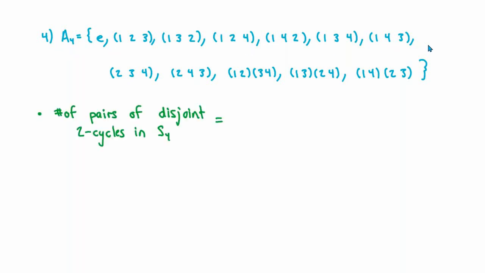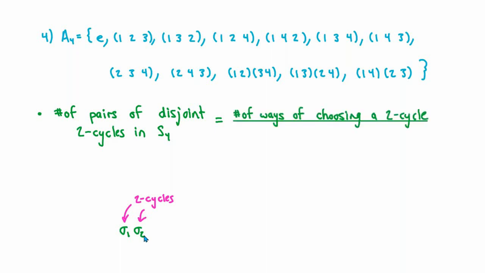But just for completeness, let's look at how we would actually calculate the number of pairs of disjoint 2 cycles in S4. So first of all, notice that if you have an element of S4 which is a product of a pair of disjoint 2 cycles, then once you choose what the first 2 cycle is, that automatically determines what the other 2 cycle is, since there's only 2 elements left to work with. So to count the number of pairs of disjoint 2 cycles in S4, we first of all need to count the number of ways of choosing a 2 cycle.